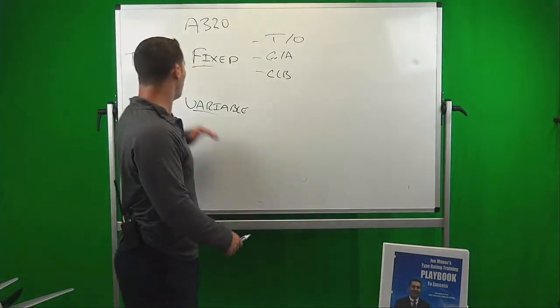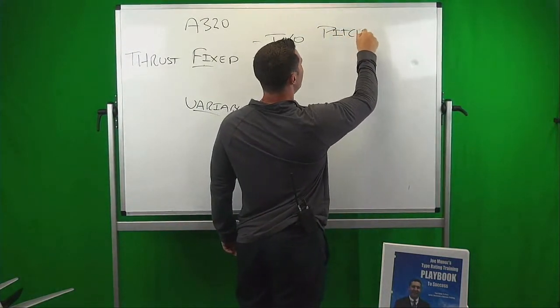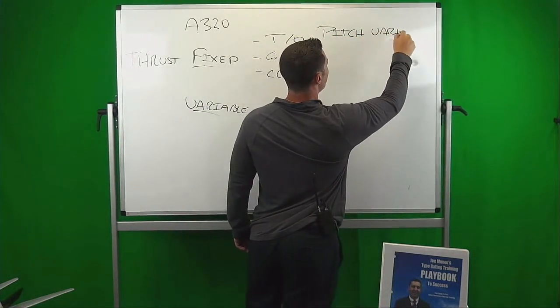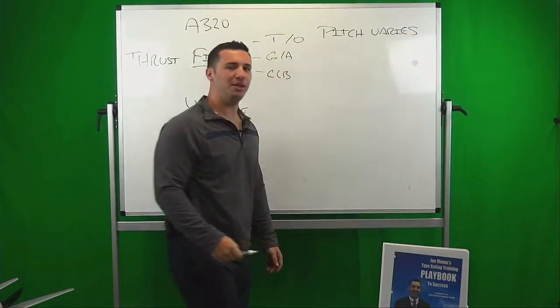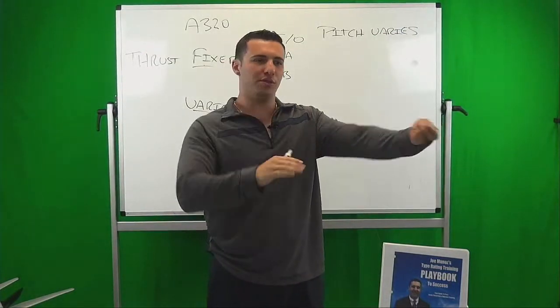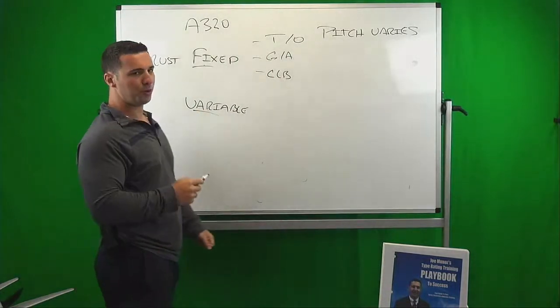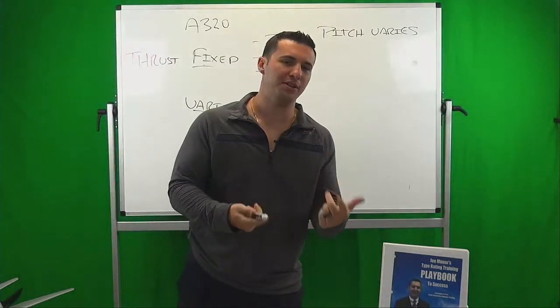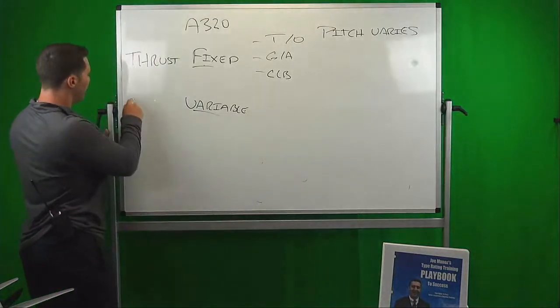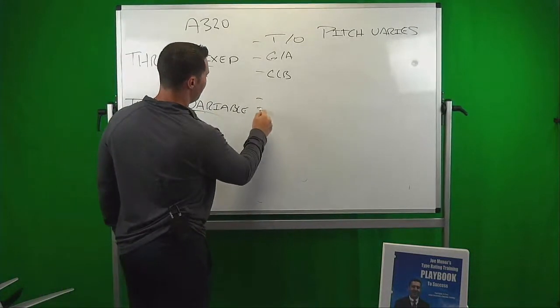It means that thrust will be fixed and pitch will vary to maintain speed. Pitch varies to maintain speed. Constant power setting, pitch attitude goes up and down. That's what you're looking at, okay, in order to maintain speed. Now, with variable thrust, it's the exact opposite. Thrust varies to maintain speed here. So, thrust will vary to maintain speed.